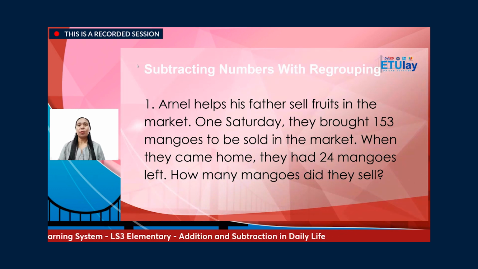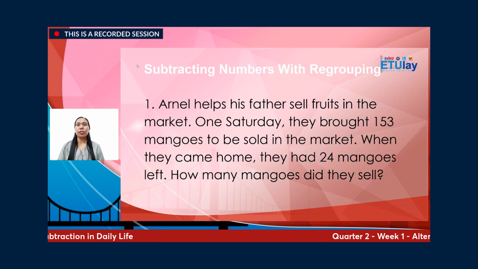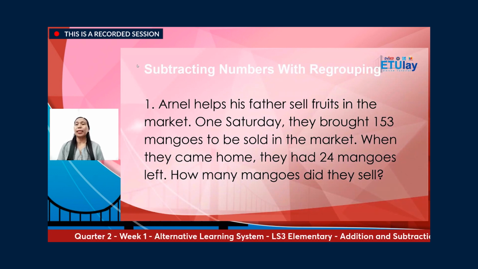This time we have subtracting numbers with regrouping. Number 1, Arnel helps his father sell fruits in the market. One Saturday, they brought 153 mangoes to be sold in the market. When they got home, they had 24 mangoes left. How many mangoes did they sell?